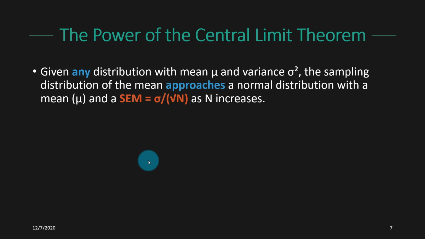So the power of the central limit theorem, right? Now that we understand what a sampling distribution is and what a normal curve is. The power of the central limit theorem is that given any distribution with a mean mu and a variance of sigma, the sampling distribution of the mean always approaches a normal distribution with a mean of mu and a standard error of the mean equal to sigma over the square root of n as n increases. This is really key, because if we know it's always going to approach a normal distribution, regardless of what the parent population looked like, all we need to know are the characteristics of the sample in order to start to make inferences about the mean out in the population.